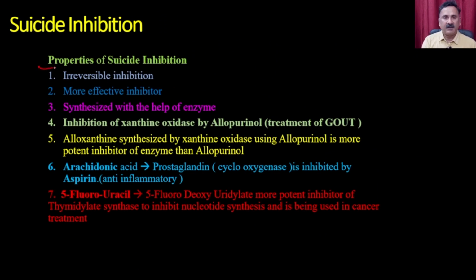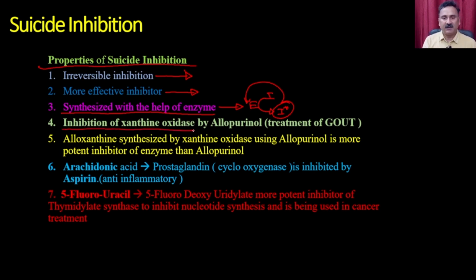So what are the properties of suicide inhibition? It is going to be irreversible inhibition. It is a very effective inhibitor compared to even the irreversible inhibitions where you have a covalent bond. It is synthesized with the help of the enzyme, which means the enzyme converts the inhibitor into a suicidal inhibitor, and then this suicidal inhibitor acts on the enzyme.